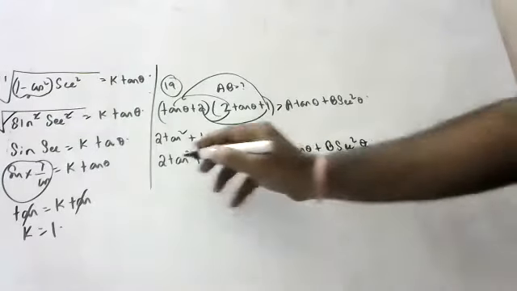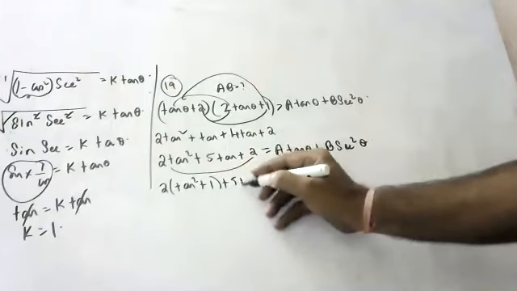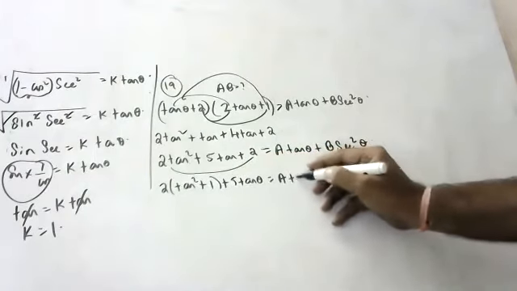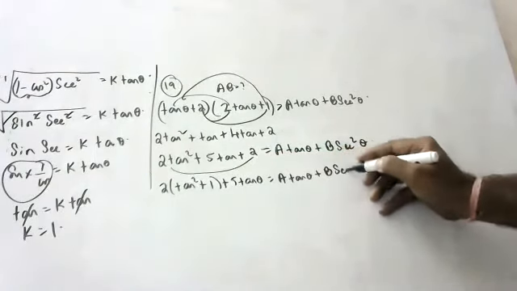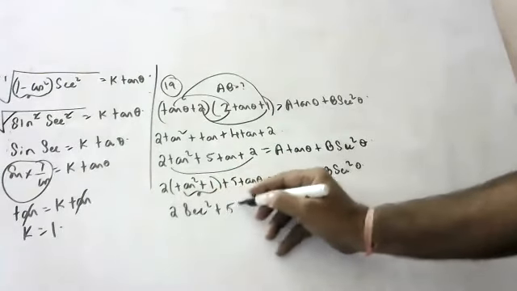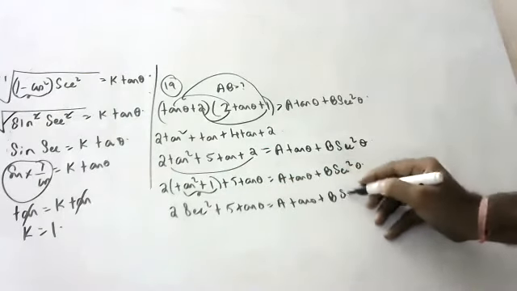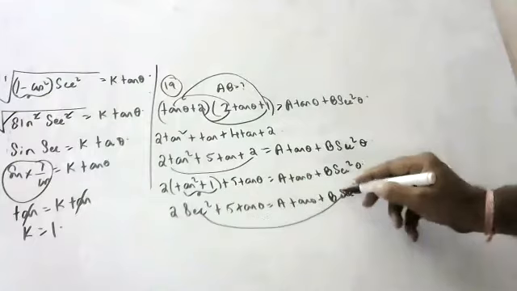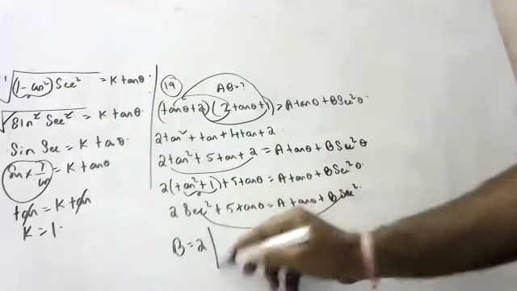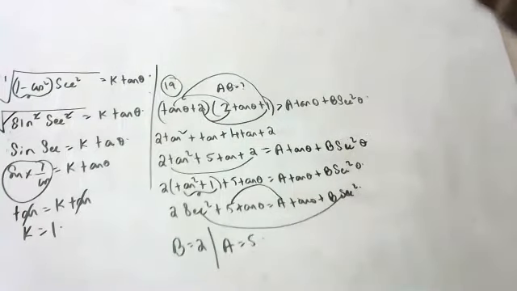Okay, children. So in this, 2 is common. 2 tan square plus 1 plus 5 tan theta is equal to a tan theta plus b secant square theta. Tan square theta plus 1 is secant square theta. So 2 secant square theta plus 5 tan theta is equal to a tan theta plus b secant square theta. So secant square gone, b is equal to 2, a is equal to 5. The product is 10. In this way we can do so many sums, children. How many sums you do, that much perfect you will become. Anyone have any doubts in this?